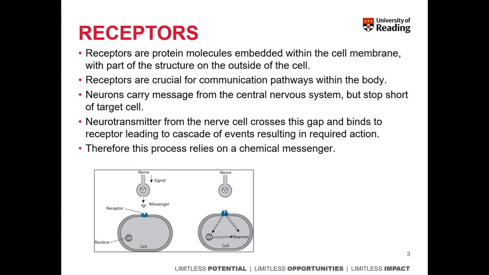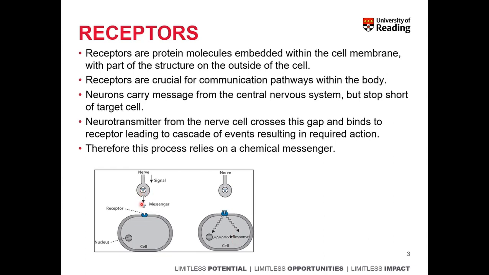What we can see here is our nerve cell, which carries a signal down to the end of the cell. When this signal reaches the end, a messenger molecule is released, and this traverses the gap between the end of the nerve and the receptor on the cell surface. When this messenger enters into a receptor on the cell surface, this transmits the message that is being carried into the cell, and it initiates whatever the cellular response mechanism to that message might be.